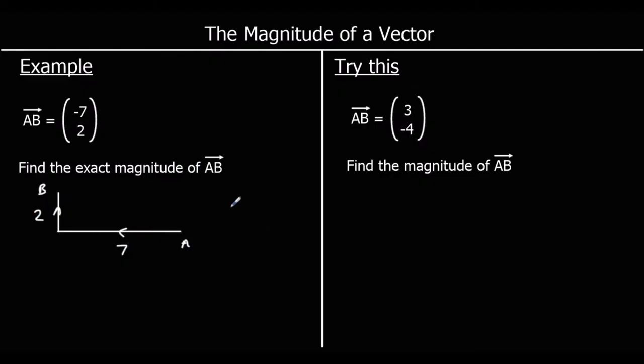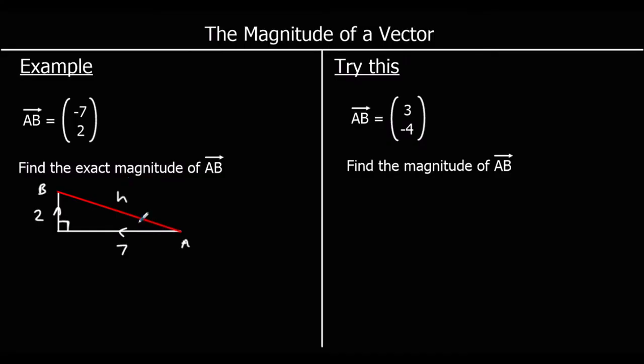The magnitude of AB, the exact magnitude of AB, is the length of this line directly between A and B. To find the exact magnitude of AB, we can use Pythagoras. It's a right-angled triangle, and we're finding a missing length. We're finding the missing hypotenuse here. This word exact just means that our answer is going to be a surd, a square root number, not as a decimal. So let's find the hypotenuse using Pythagoras.